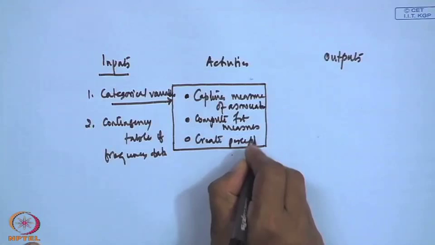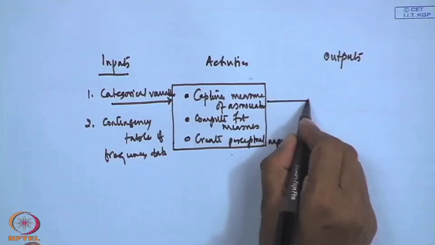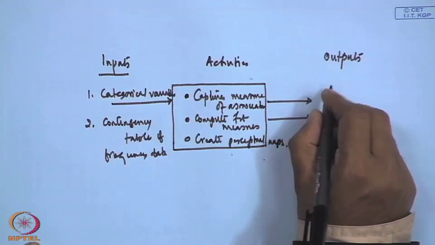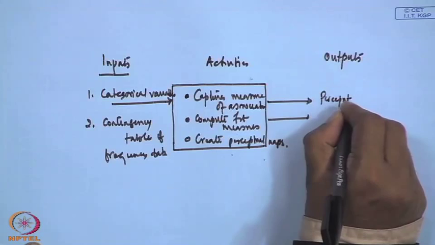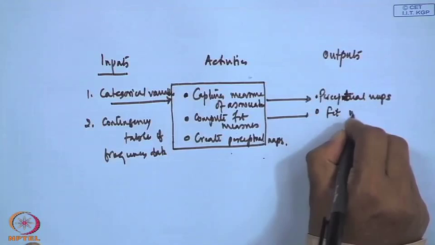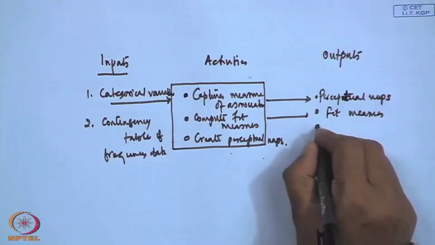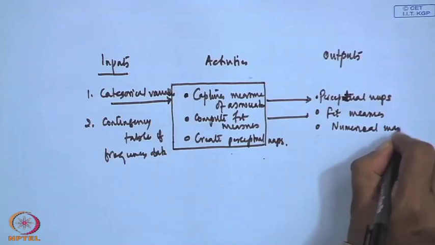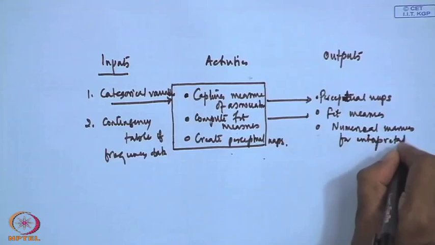So, what are the outputs then? One is the perceptual maps, then the second output is the different fit measures, and actually we will get many numerical measures for interpretation of CA results.